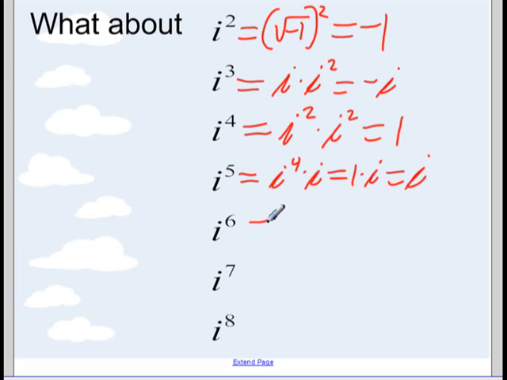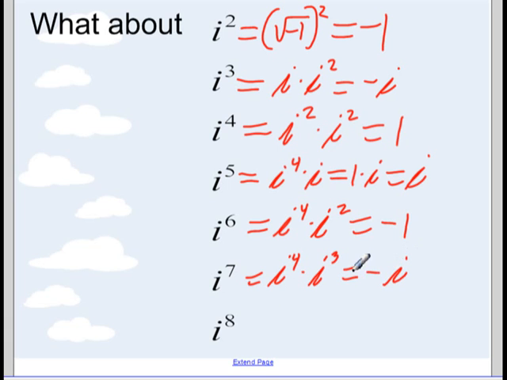That's really weird, but it gets even cooler. So let's keep going. i to the 6th, using our exponent rules again. i to the 6th could be written as i to the 4th times i squared. Well, i to the 4th is just 1, so this just becomes 1 times i squared, which is just negative 1. Keep going. i to the 7th could be i to the 4th times i to the 3rd. If we're using those exponent rules again, well, that's 1 times i to the 3rd, which is negative i.